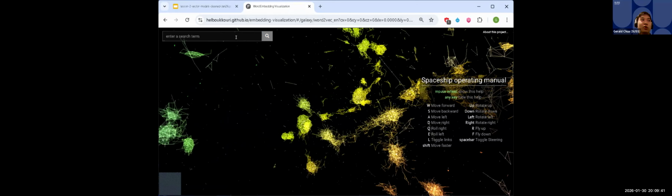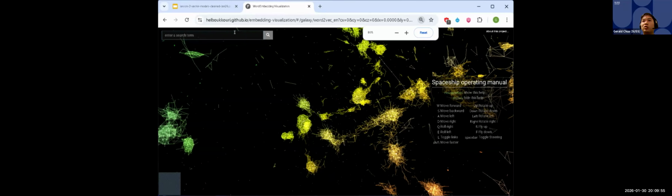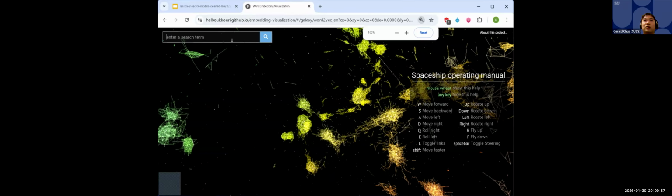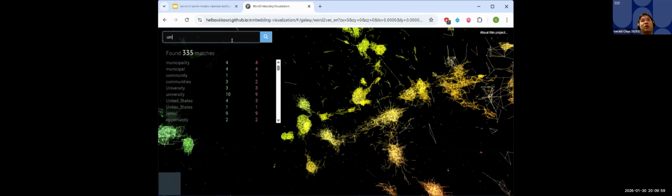Okay, so I'm gonna search a word here and see if it exists inside this space. So this space is like you put in the Google News documents full of sentences and words, and then it will break it down into this three-dimensional, multi-dimensional space. Okay, let's search a word. Okay, let's search university.